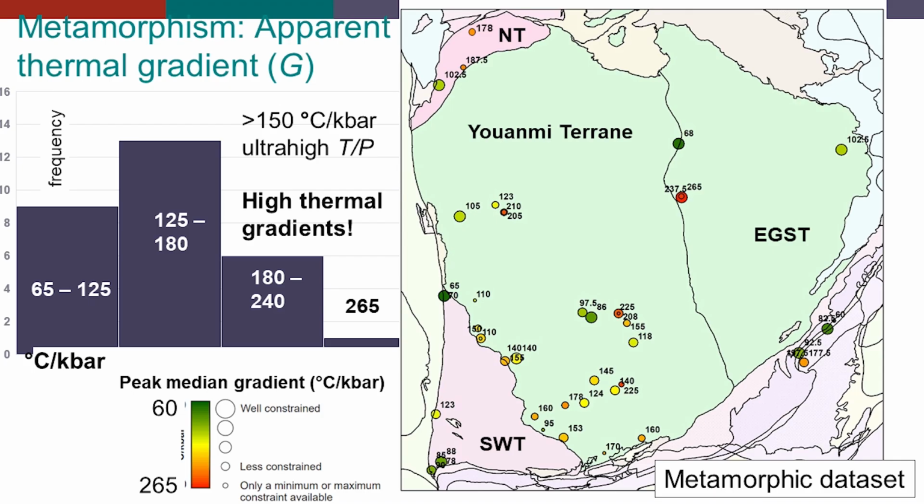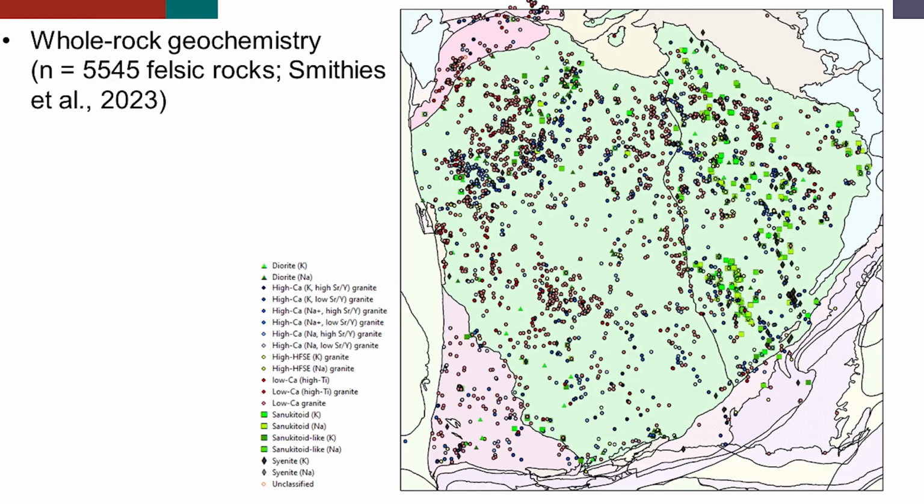So, to really get a sense of what can drive these high thermal gradient metamorphism, I want to return to this geochemistry data set that Hugh's just presented. Aside from all the things that he's mentioned about it being useful for, it's useful for the metamorphic side of the story too, because it can tell you a lot about the thermal history.